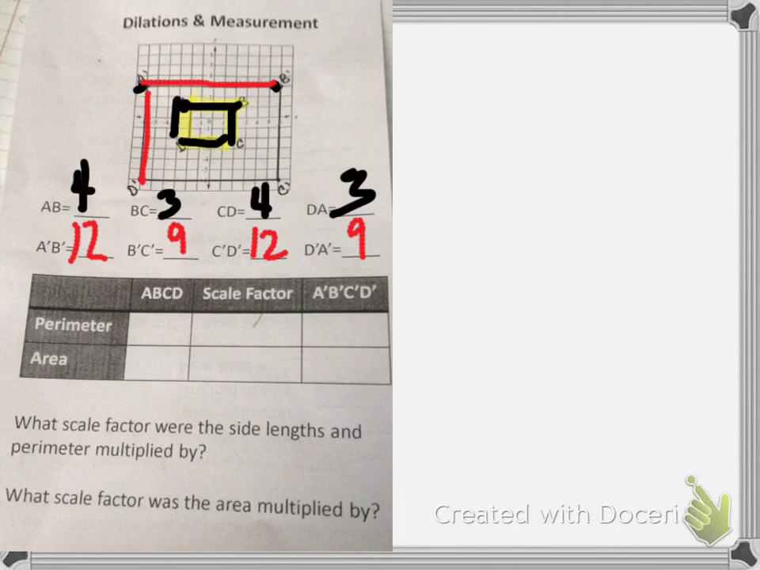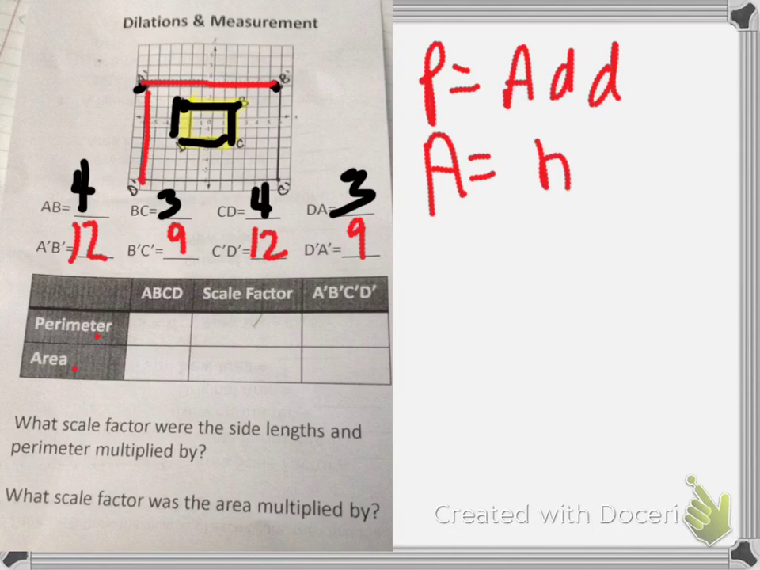Okay. Next, we need to answer some questions here. The first questions are about the perimeter and the area. Don't forget, perimeter means you add. So I'll put P here, means add. And then for area, we have to multiply the base times the height. Since it's a rectangle, this is the specific formula that I use for rectangles.